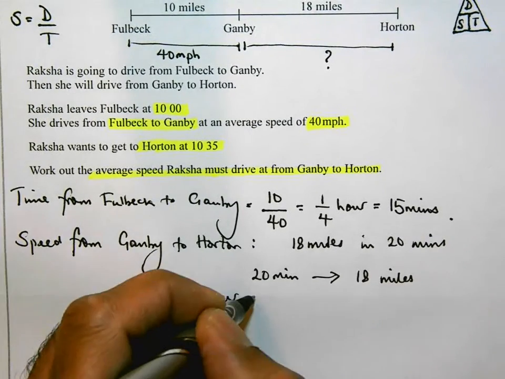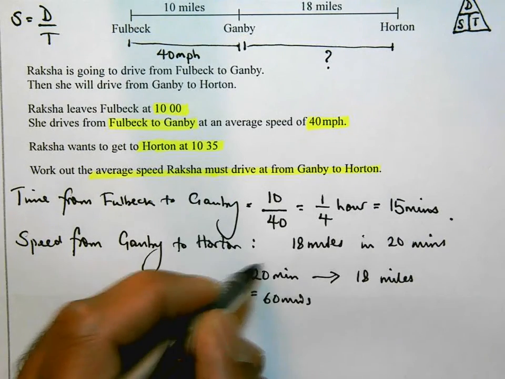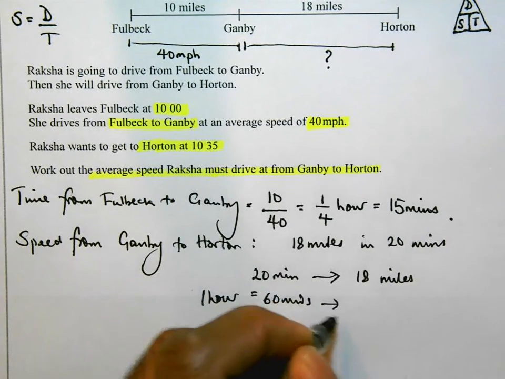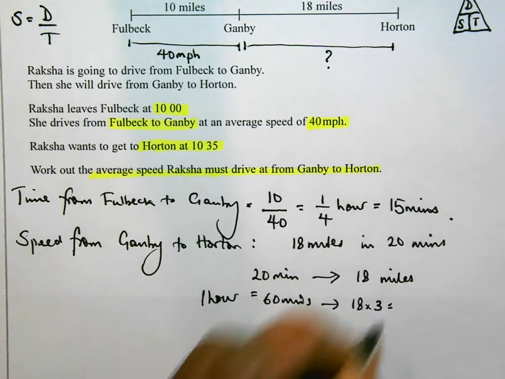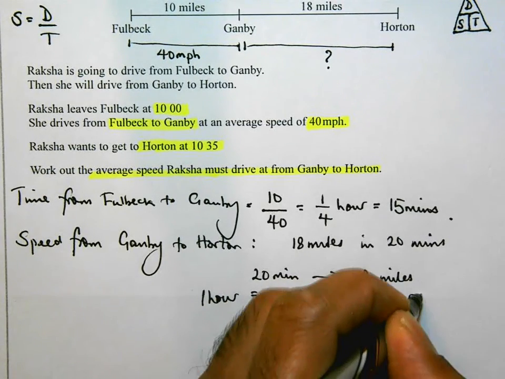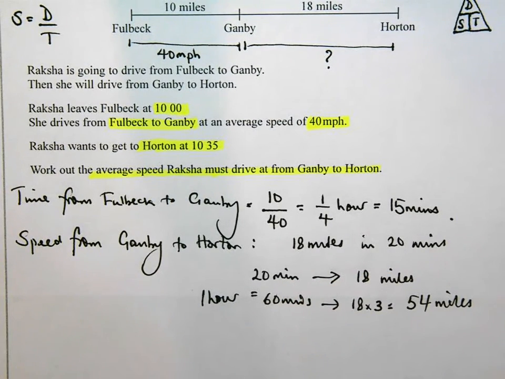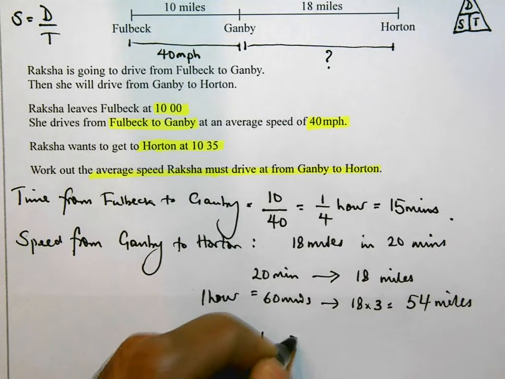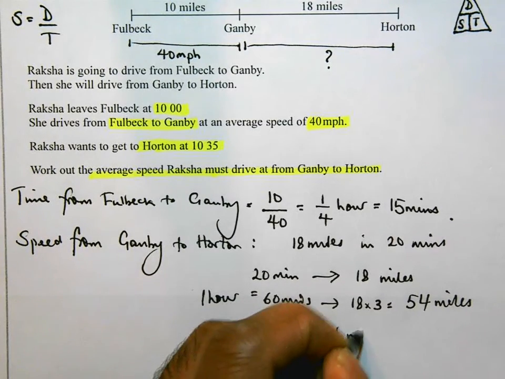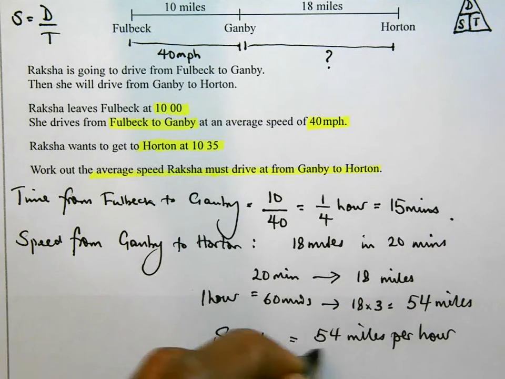Now 60 minutes is 3 lots of 20. So she's going to travel 3 lots of 18. 3 lots of 18 is 54 miles. So in 60 minutes, she's going to travel 54 miles. So that means her speed is going to be 54 miles per hour. And 54 is what I've just written in the answer space.